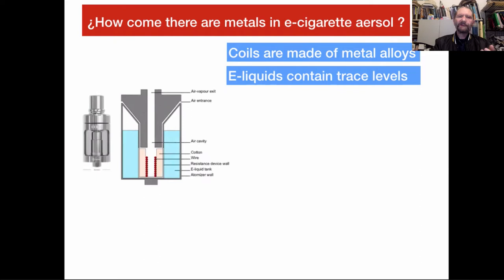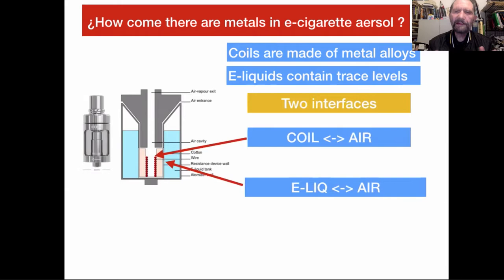So you can identify two interfaces where metal can be exchanged: from the coil to air and from e-liquid to air. And I could say also from the coil to e-liquid, right? These are interfaces. Now, to understand things, we should look at the physics of surfaces, right? Surfaces are a very interesting environment.